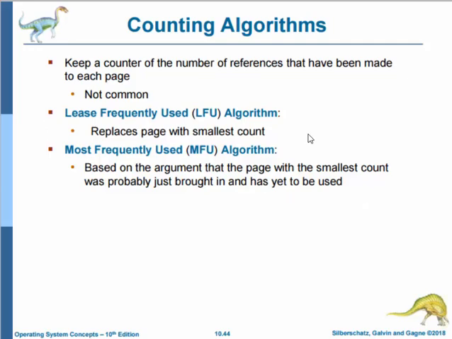So there are many other algorithms that can be used for page replacement. For example, we can keep a counter of the number of references that have been made to each page and develop the following two schemes. Like the least frequently used, or LFU, algorithm, which replaces the page with the smallest count, or we can have the most frequently used algorithm, which is based on the argument that the page with the smallest count was probably just brought in and has yet to be used.